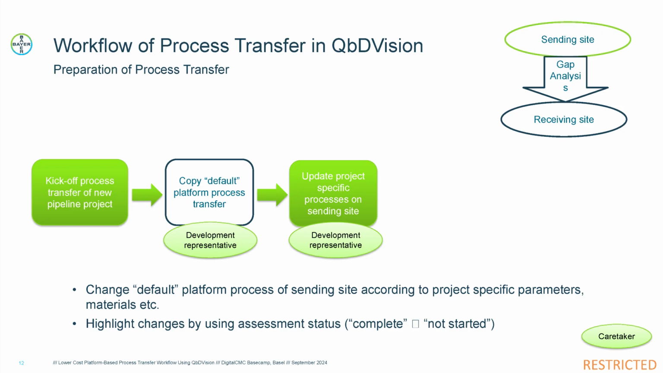Then we did a gap analysis of these platform processes. That may sound a bit weird, but I would like to give you an example of why it makes sense to us. Here is the UV cell path length. This is a parameter referring to the equipment.